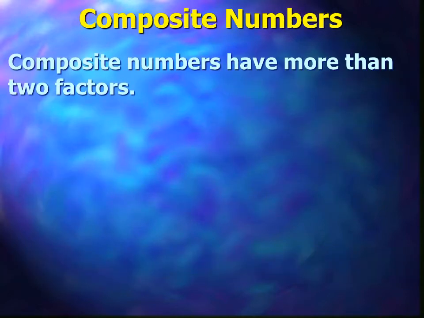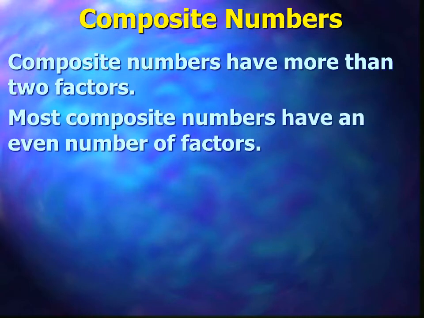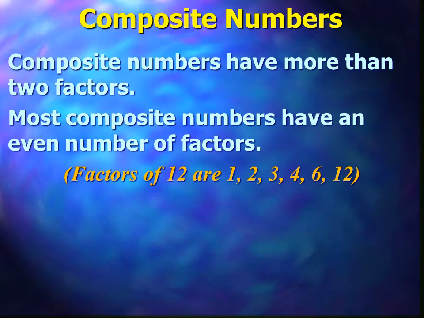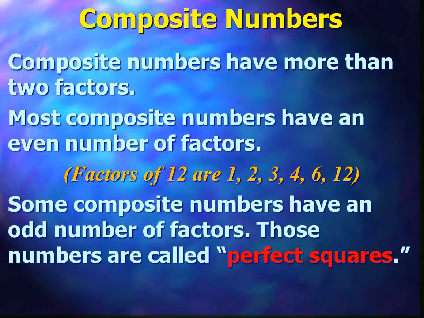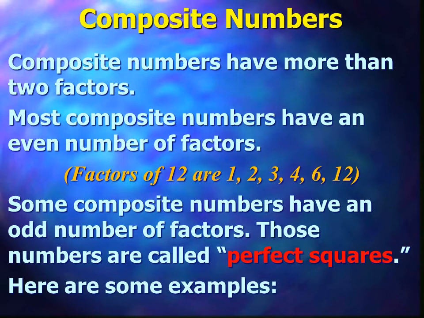Composite numbers have more than 2 factors. Most composite numbers have an even number of factors. So the factors of 12 in this example are 1, 2, 3, 4, 6, and 12. Some composite numbers have an odd number of factors, and those numbers are called perfect squares.